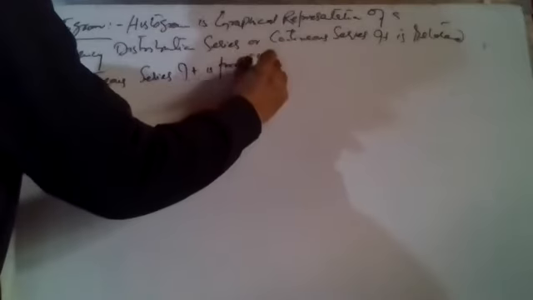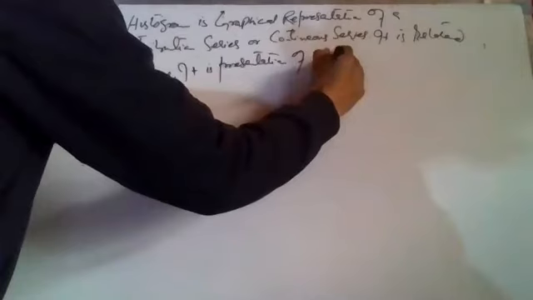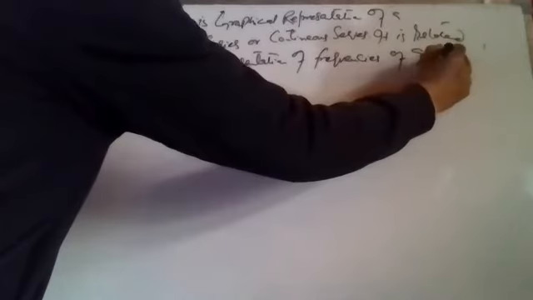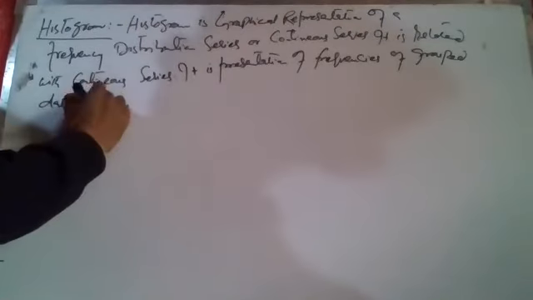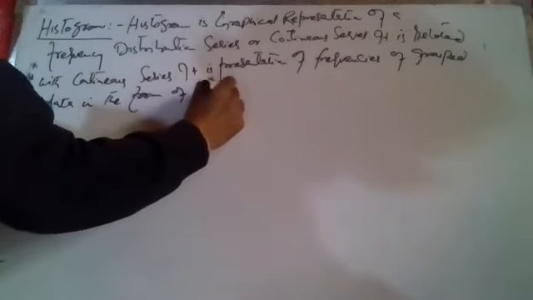So it is a presentation of frequencies of values in the form of rectangles. What is a histogram? It is presentation of frequencies of grouped data in the form of rectangles.